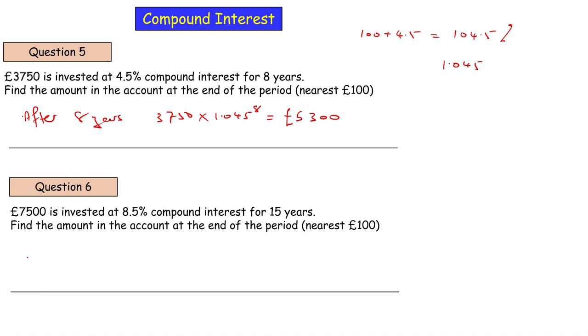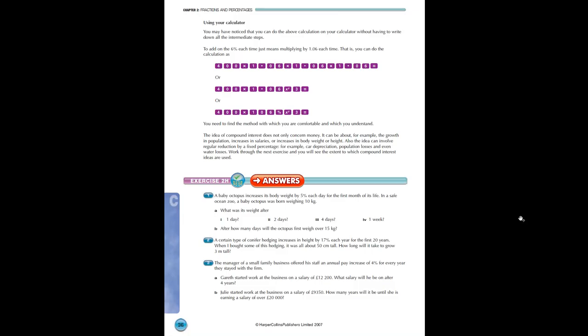Similarly here, it's for 15 years, a long time. We are going to take our 7,500, multiply it by 1.085, 15-year period, and that will give us 25,500 pounds. If you need to make any corrections, do so now. If not, then we carry on. Okay, some questions for you.